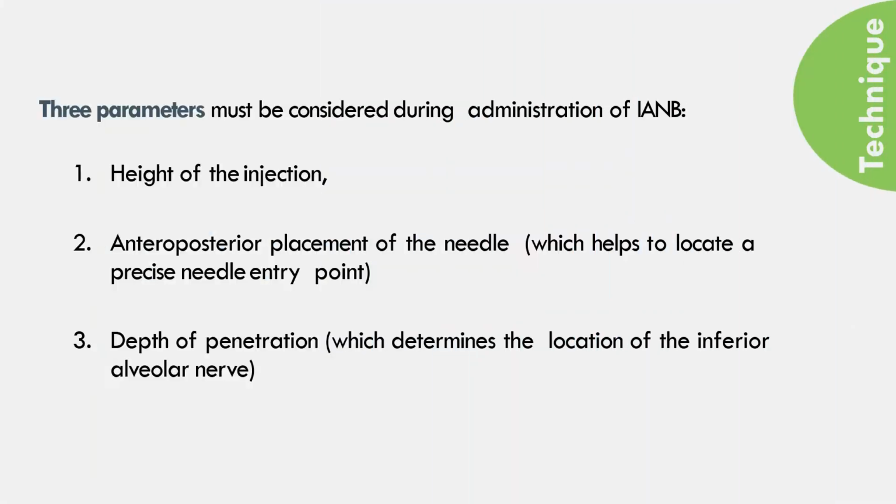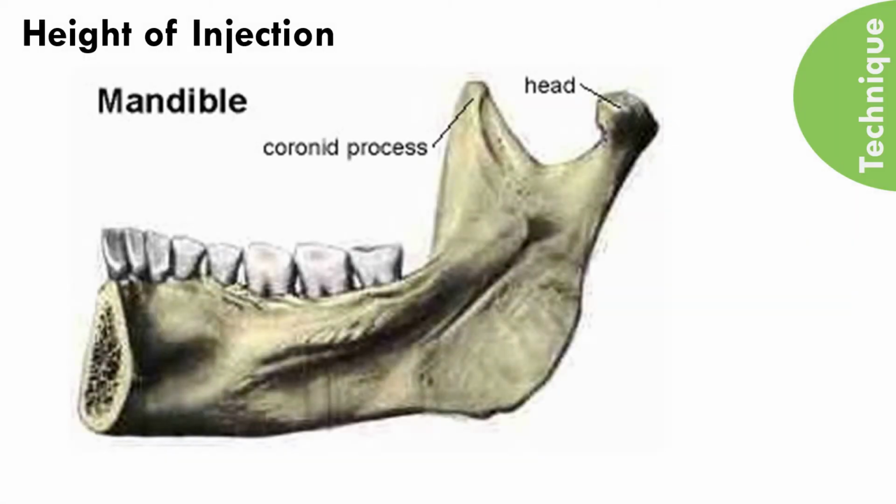Three parameters must be considered during administration of IANB. First is the height of injection, second is the anterior-posterior dimension, and third will be the depth of penetration. First parameter is height of injection. As I already told, imagine this green block as a syringe. Theoretically speaking, if we keep the syringe 6 to 10 mm above the level of occlusal plane, we can reach the mandibular foramen.